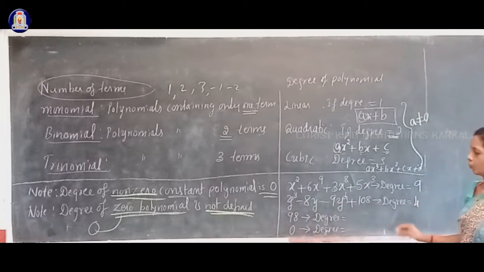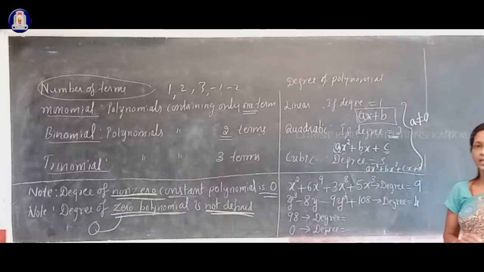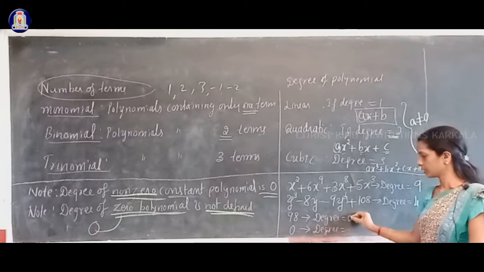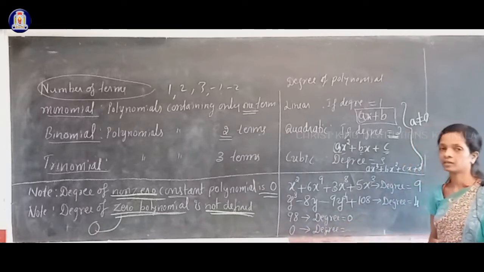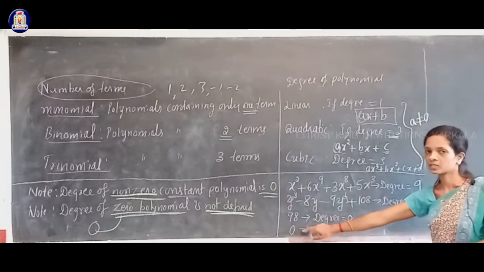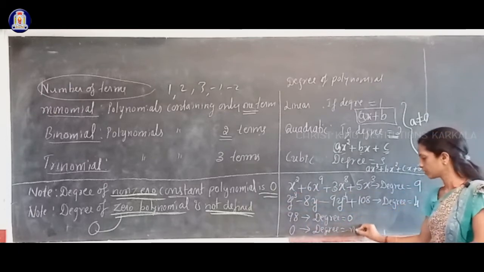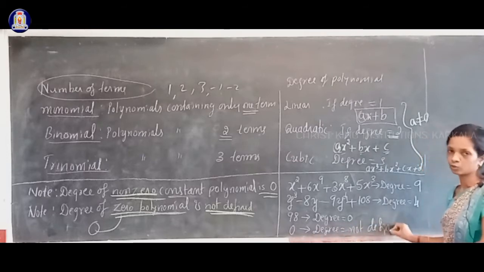So the degree is 4. And this is 98, that is a number other than 0. So the degree is 0. And here you have the number 0. What is the degree of that? I already gave a note: the degree of a 0 polynomial. This is a 0 polynomial, so the degree is not defined. Like that you have to find.